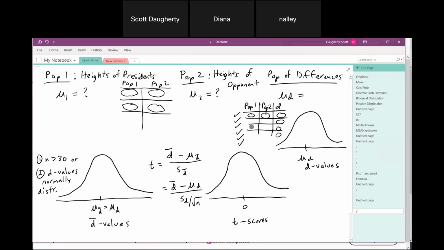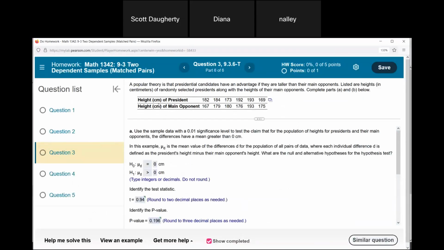And then listed the president's height and their opponent's height in each of the 6 elections that they selected at random, and that's our sample data. So this is our sample data. And we're going to use this to test the claim.